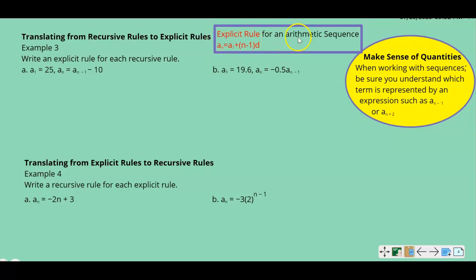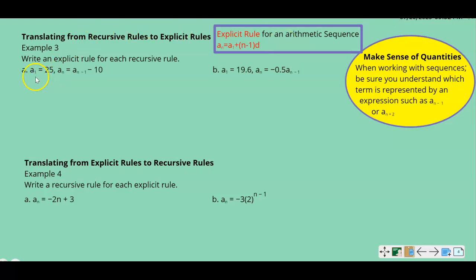An explicit rule for an arithmetic sequence: A sub n equals your first term plus n minus 1 times d. If we're trying to write an explicit rule, you need to know what that's supposed to look like. So here's what that's supposed to look like. All right, let's get started.